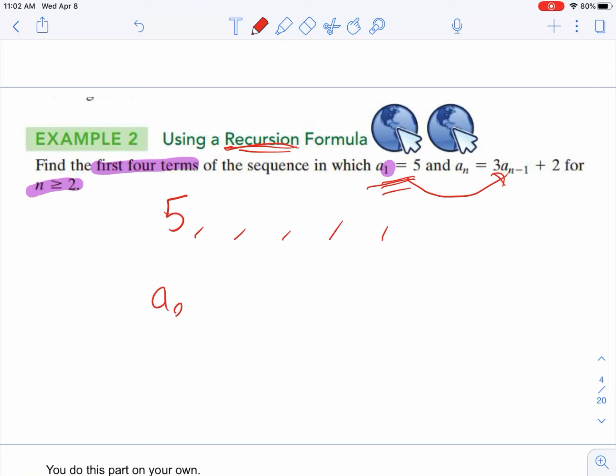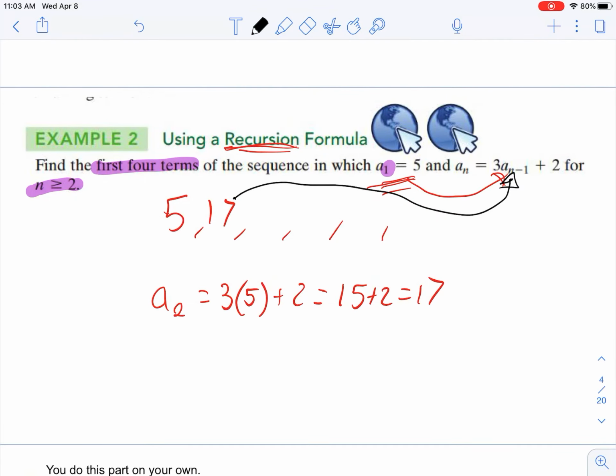So we're going to have a sub 2 equals 3 times 5 plus 2, which is 15 plus 2, which means we're going to get 17. Okay, and then what we're going to do is take 17 and plug it in. And when we do that, we're going to find our next term.